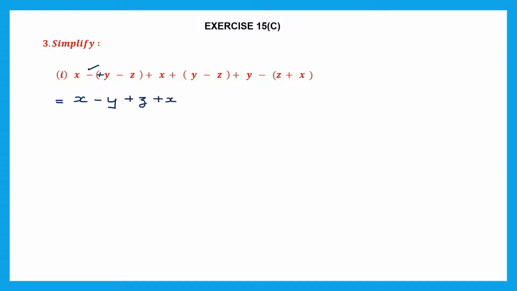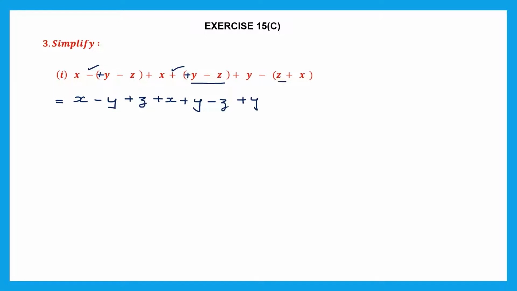Now, I'm going to open this bracket. So before I open this bracket, let me see the sign before the bracket. It's a plus sign. So no change in the sign of the terms inside. So y will be plus y and it will remain as plus y and minus z. Let me continue. Plus y.